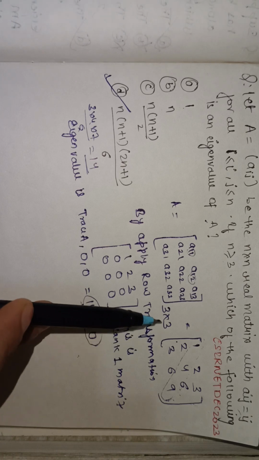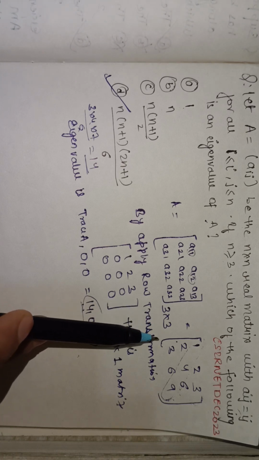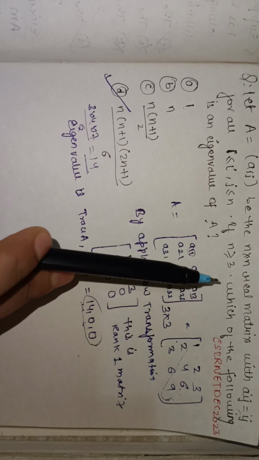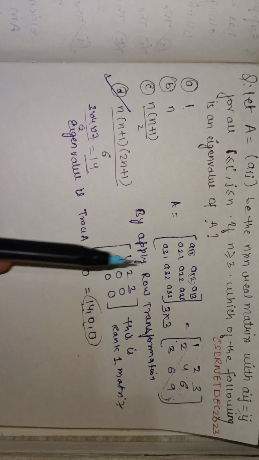If you want, you can do it for 4 cross 4 or 5 cross 5. We get the same result for all n cross n matrices with n greater than or equal to 3. So this is the solution of this question.